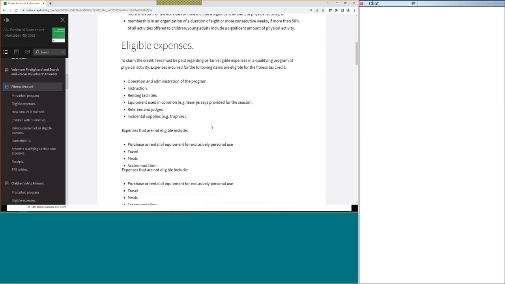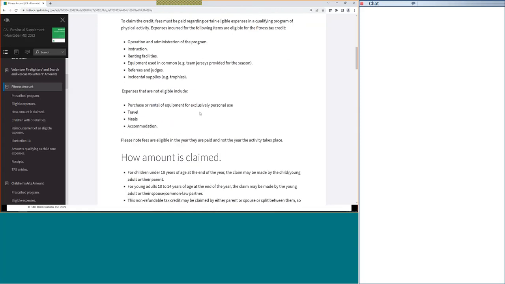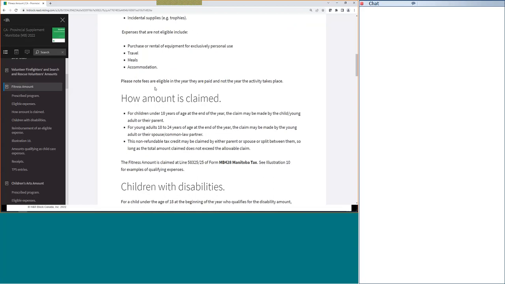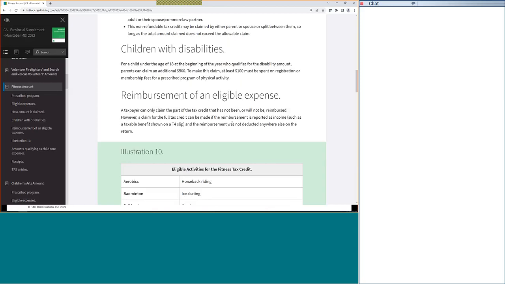So things that are eligible is the operation of the program, instruction, basically what they put on the receipt. Things you can't claim is equipment. So if you're renting equipment, and let me tell you, again, if you have kids and they're in hockey, that's expensive. That doesn't qualify. So the cost of going to the hockey program, yes. The cost of buying all the padding and skates and helmets and hockey sticks and everything you need, no. Okay? Travel, meals, and accommodation, no. Fees are eligible in the year they're paid, not the year the activity takes place, so you have to have the paid receipt. And then they have the information there.